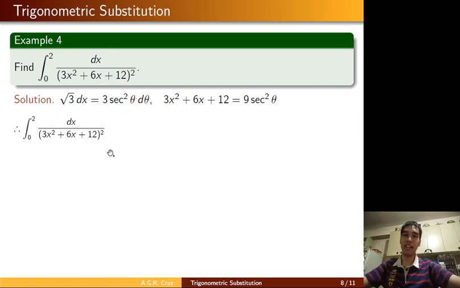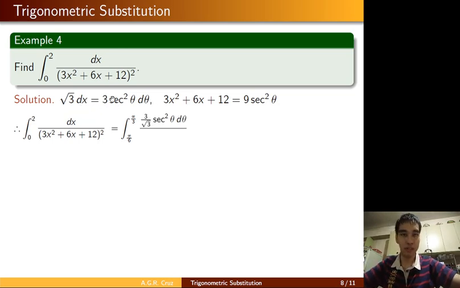So our integral in terms of theta is 1. Again, corresponding to 0, you get pi over 6. Corresponding to 2, you get pi over 3. So this new integral is now from pi over 6 to pi over 3. Okay? And then our dx, what do we do? We take this equation, divide by square root of 3. You get dx equals this one all over square root of 3. Okay? So you get this one.